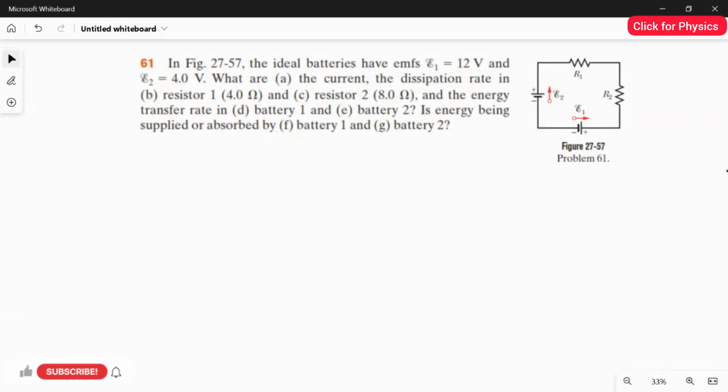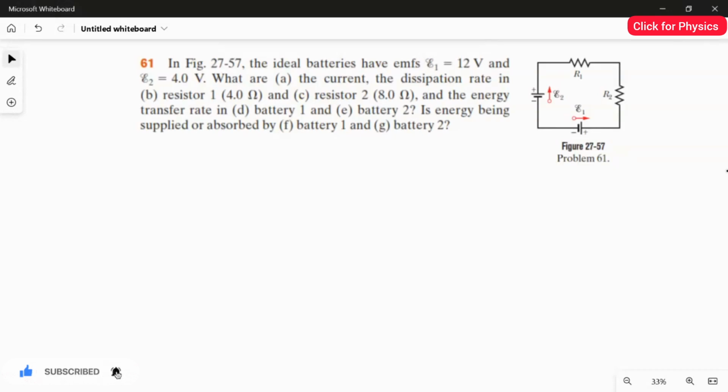Problem 61. In the given figure, the ideal batteries have EMF E1 equal to 12 volt and E2 takes the value of 4 volt. So the first question, we are going to find what is the current in the circuit. And the second question is, what is the dissipation rate in resistor 1?